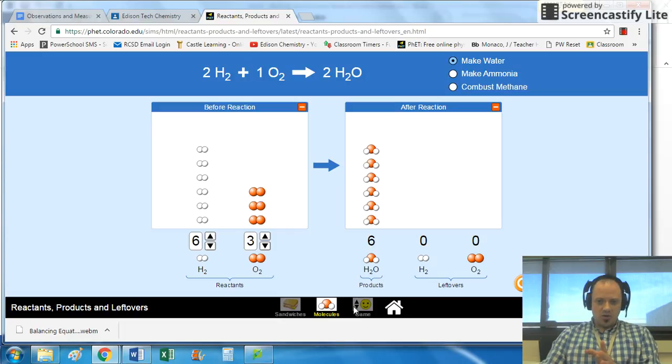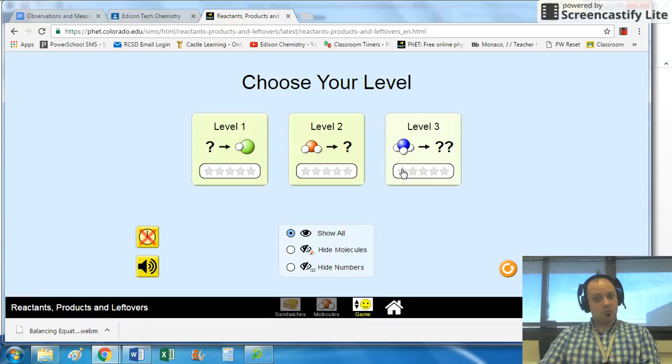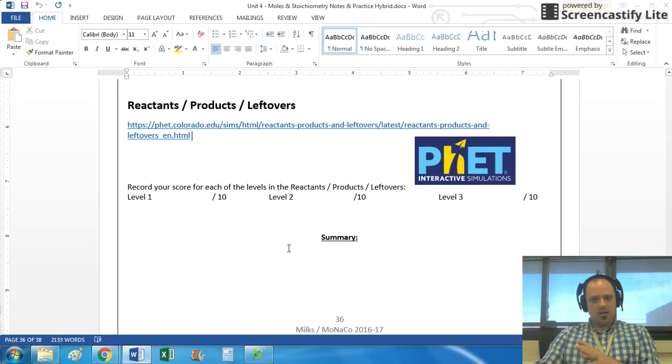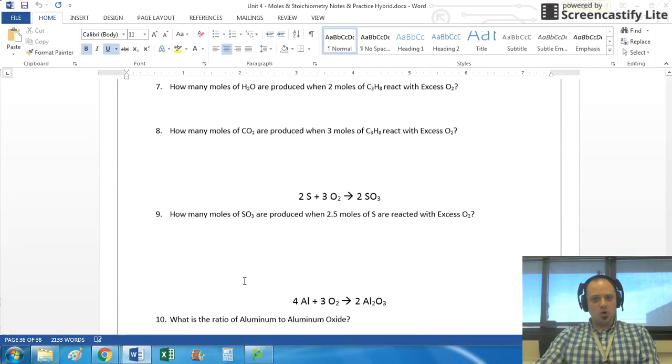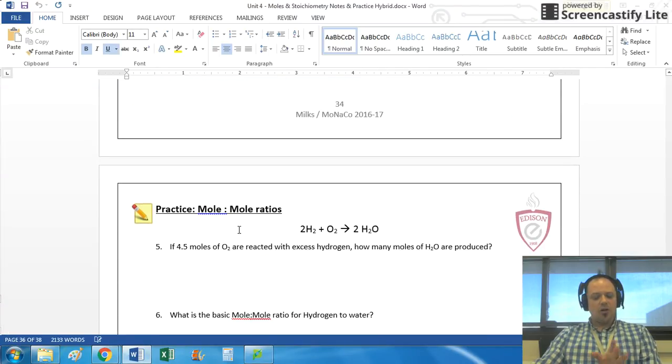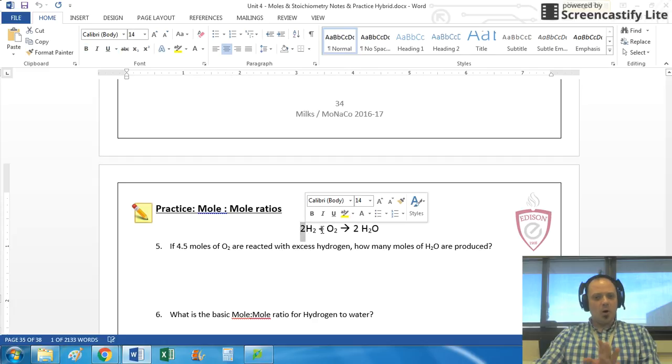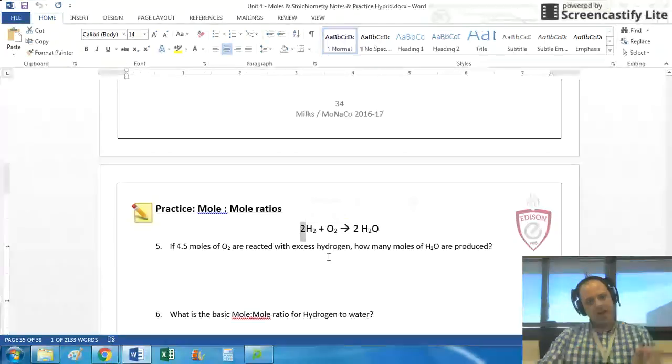Now, there's a game associated with this. 3 levels. Choose your level. Compete, try it out, see how you go. I put this out there for those of us who need another visual to help understand how to balance equations and how to use ratios. In the mole-mole ratio practice, all we're doing is using a conversion factor to predict how much product or reactant you have using the basic ratios of the mole coefficients.